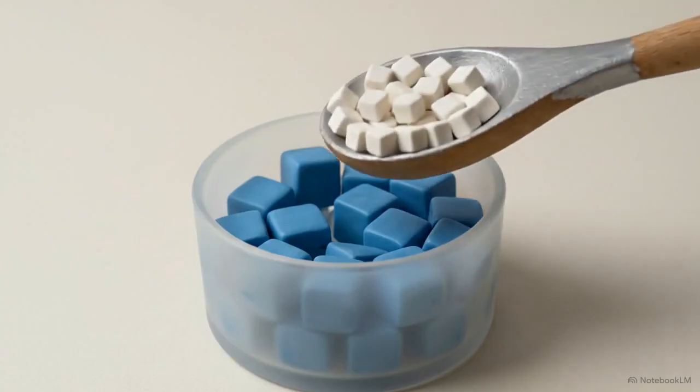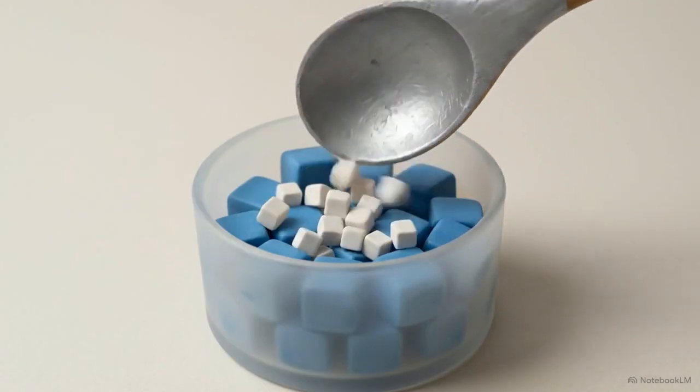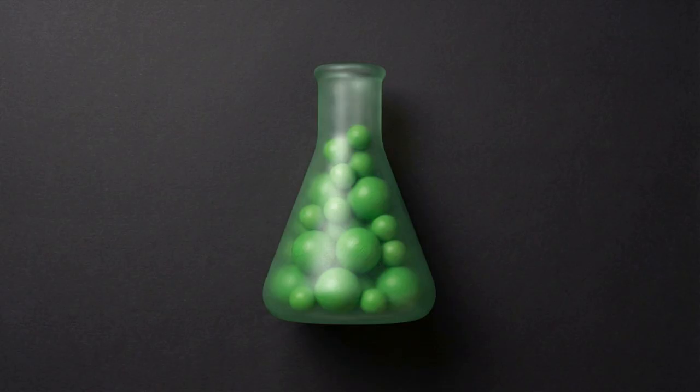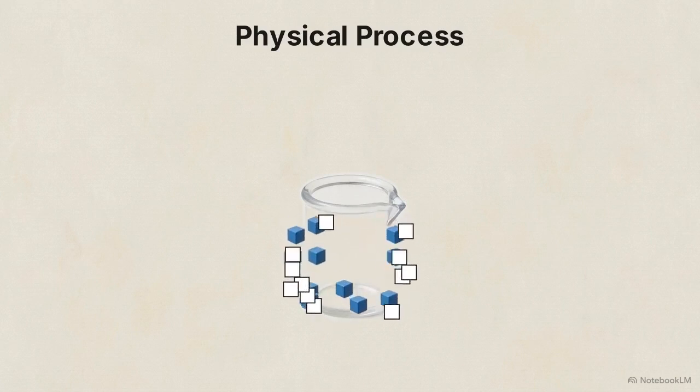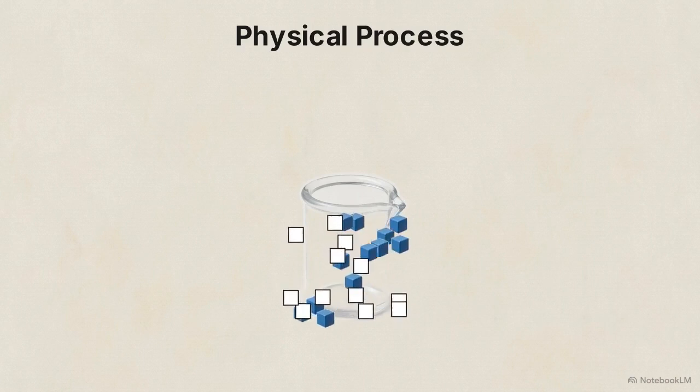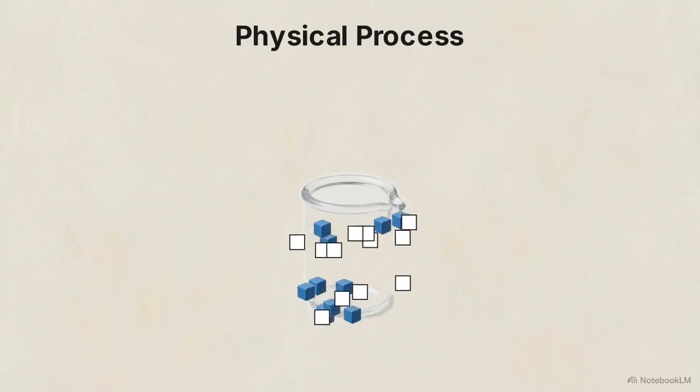There is a common trap here. When you stir salt into a glass of water, the salt vanishes. It is easy to think the two ingredients have permanently fused into an entirely new chemical. But mixing is a physical process, not a chemical one. The white salt blocks and the blue water blocks mingle, but they do not change their identities. The salt is still salty, and the water is still wet.